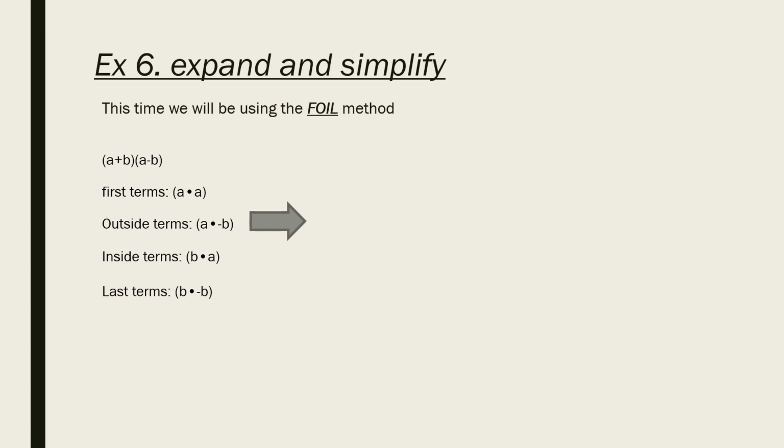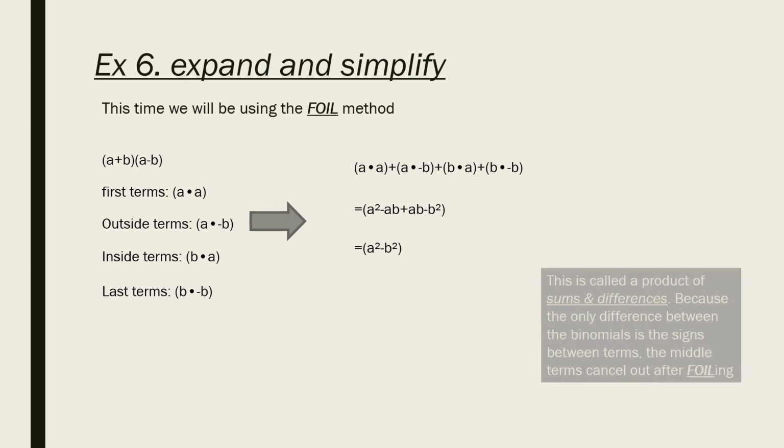When combined, this would give us the equation a times a plus a times -b plus b times a plus b times -b. We can combine these and simplify them into the equation a squared minus ab plus ab minus b squared. Now we combine like terms. In this case, it will be the two ab's. Since one is positive and one is negative, they would cancel each other out, leaving us with a squared minus b squared as the answer. This example is called a product of sums and differences, because the only difference between the binomials is the signs between the terms. The middle terms cancel out after foiling.